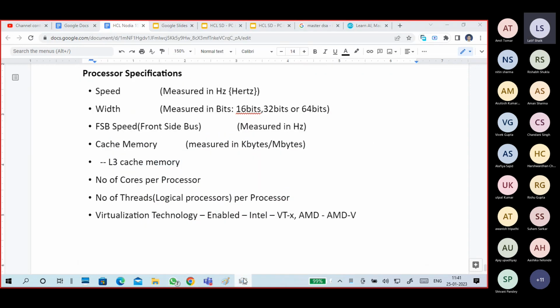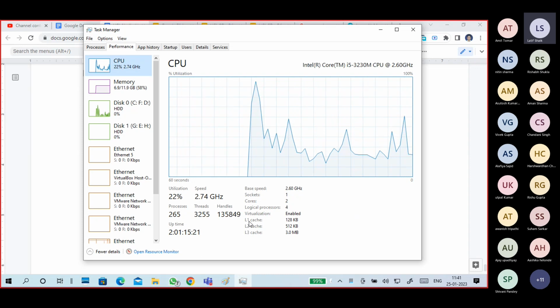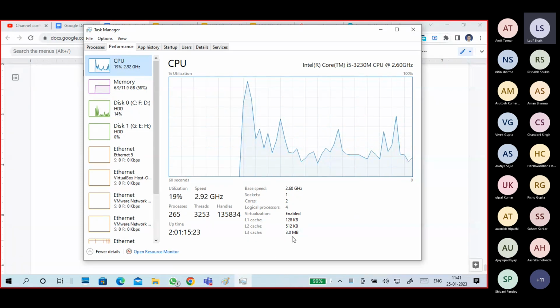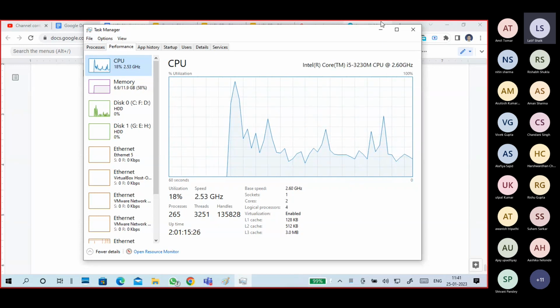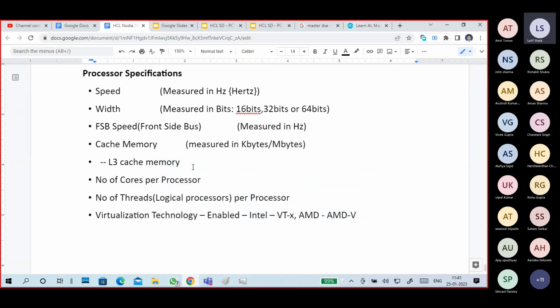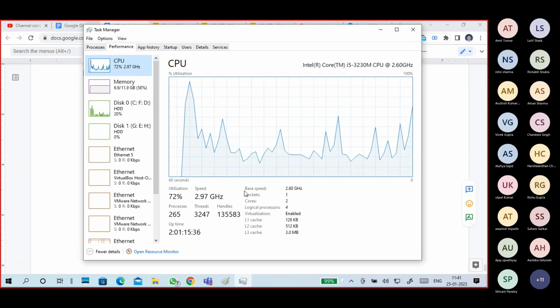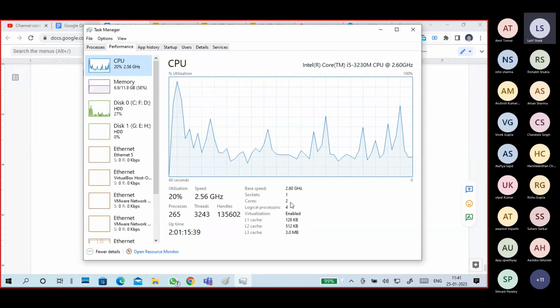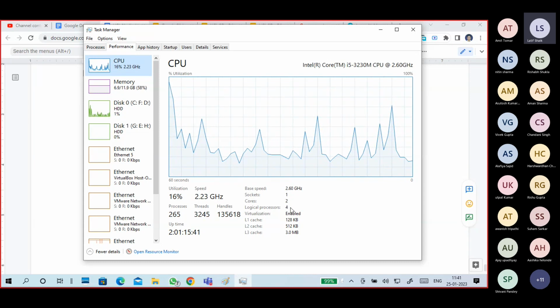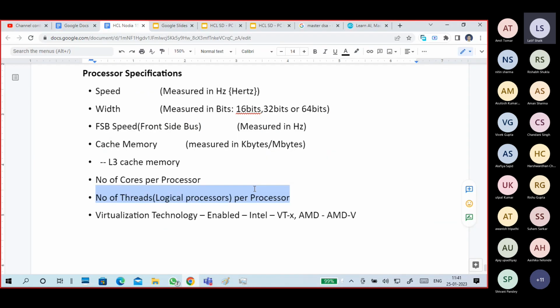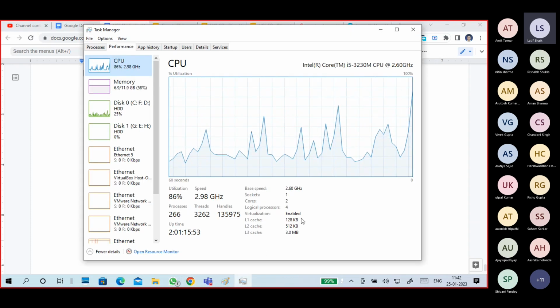Cache memory. You can see the CPU has cache memory, L1, L2, L3. This is L3 cache memory, 3 MB L3 cache. Number of cores per processor, number of threads or logical processors. Here the number of cores is 2 and the number of logical processors is 4. And virtualization technology: if you are purchasing a new laptop or desktop, please check whether virtualization technology is enabled or not.